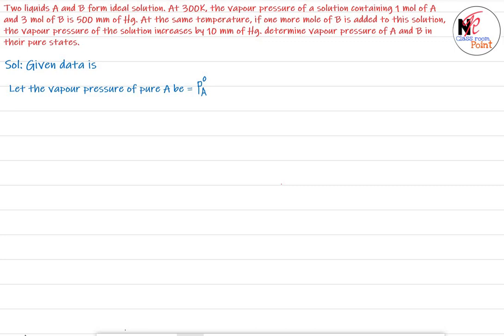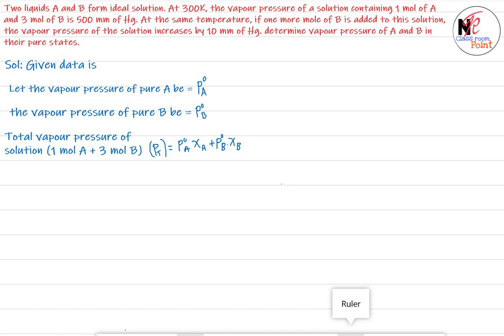So first of all, let us write down the given data. Let the vapor pressure of pure A be P naught A and the vapor pressure of pure B be P naught B. Total vapor pressure of the solution with 1 mole of A and 3 moles of B, the initial part, is equal to the sum of the partial pressures, that is P naught A XA plus P naught B XB.